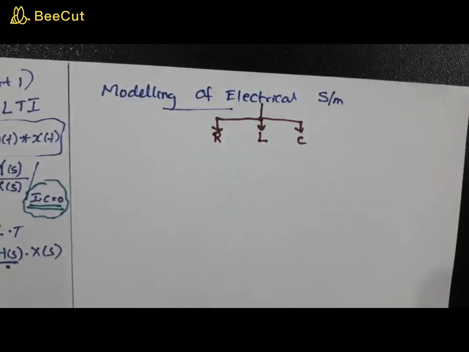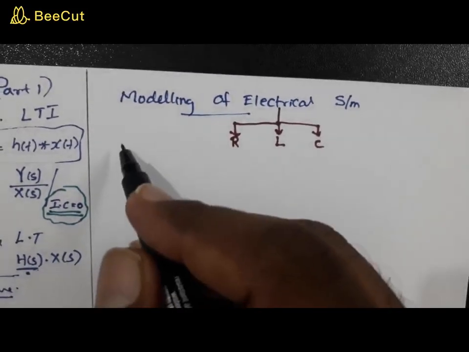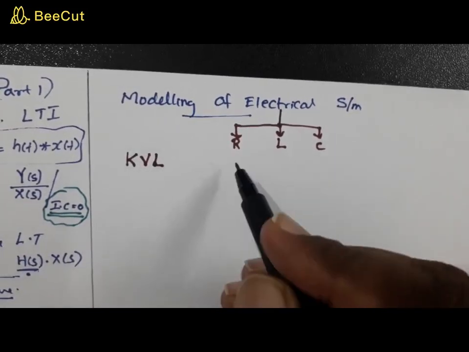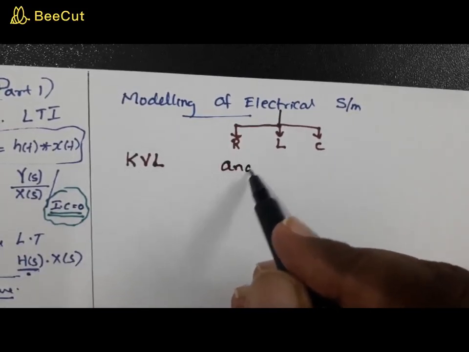Now, if you have an electrical system or a circuit like this, there are two major laws associated with electrical circuits or networks, that is KVL and KCL.